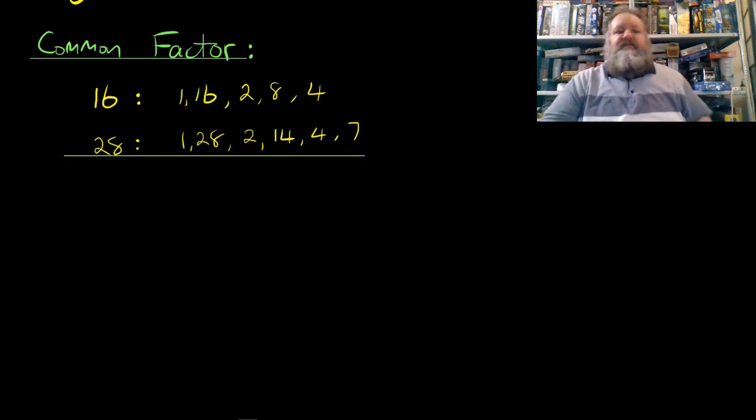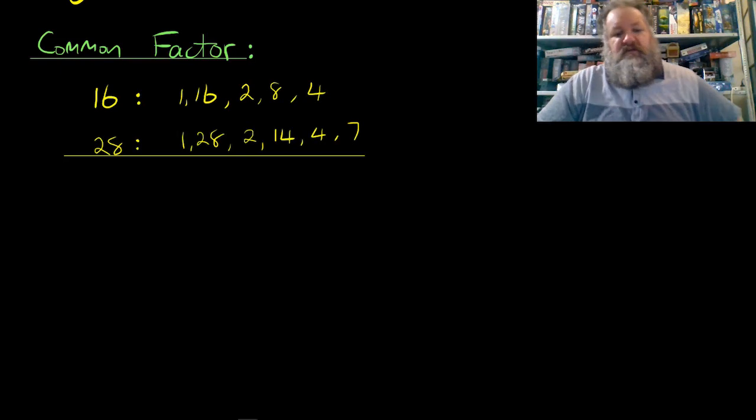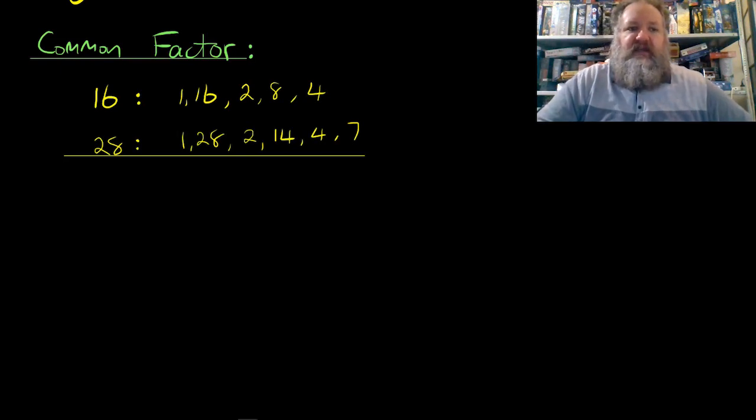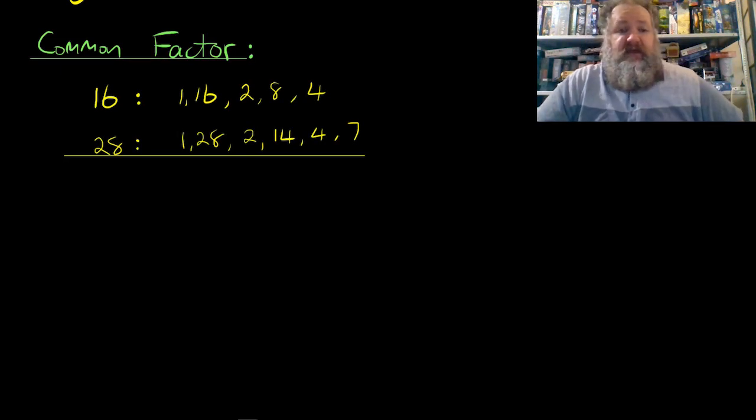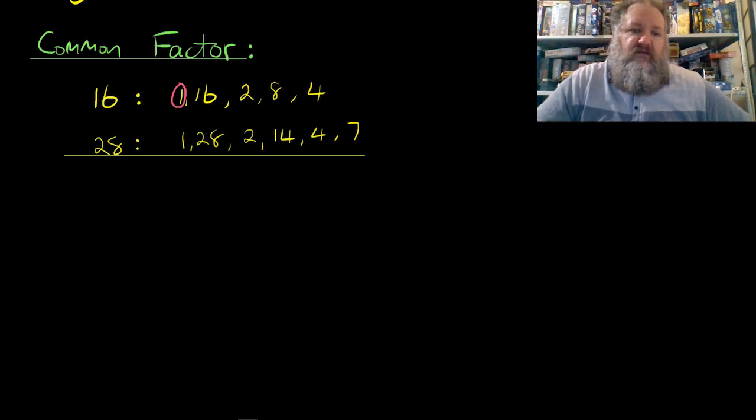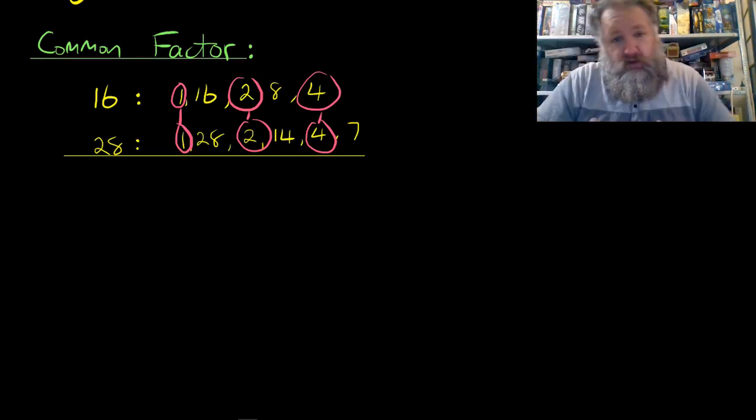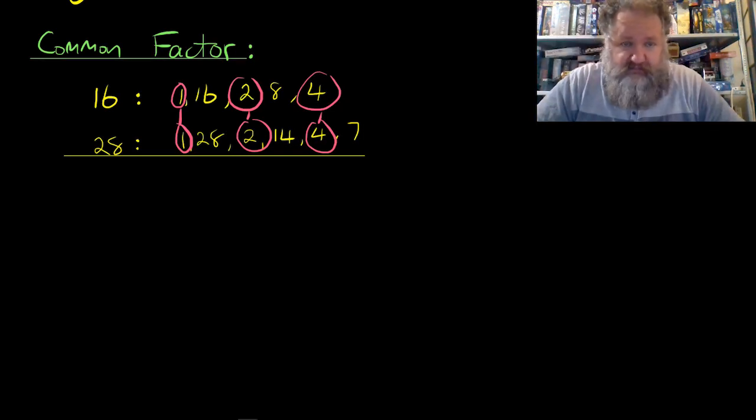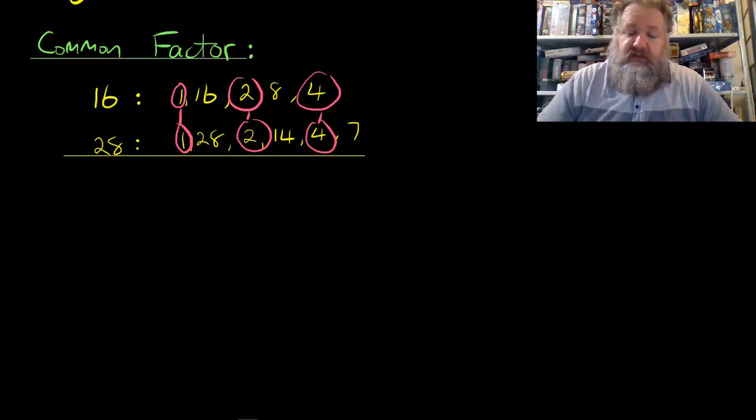Okay, that makes sense. So what are the common factors? Well, the common factors are any factors that they share, they have in common. So I could have a 1 and a 1, a 2 and a 2, and a 4 and a 4. So yeah, we were right, it was an even. So we can see there that there are common factors between these two numbers, which is an important thing to have.